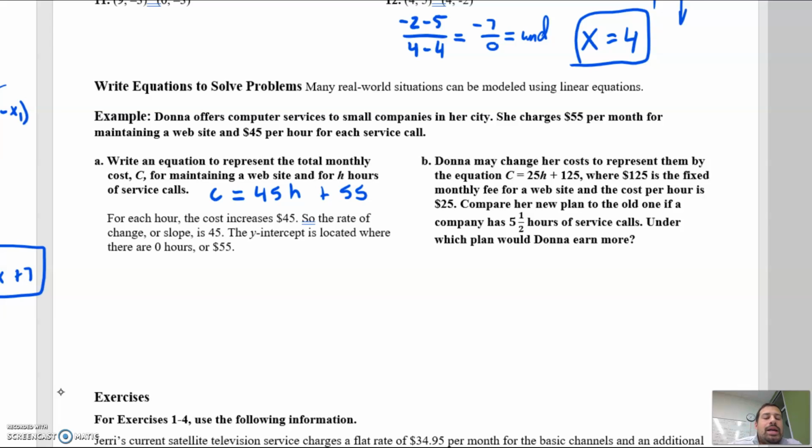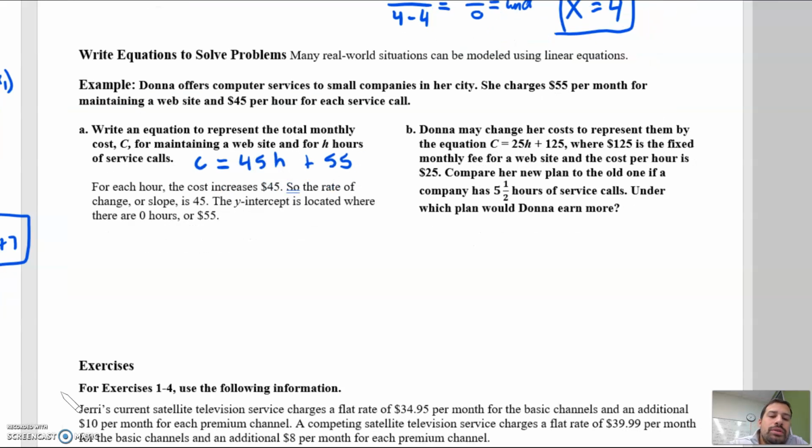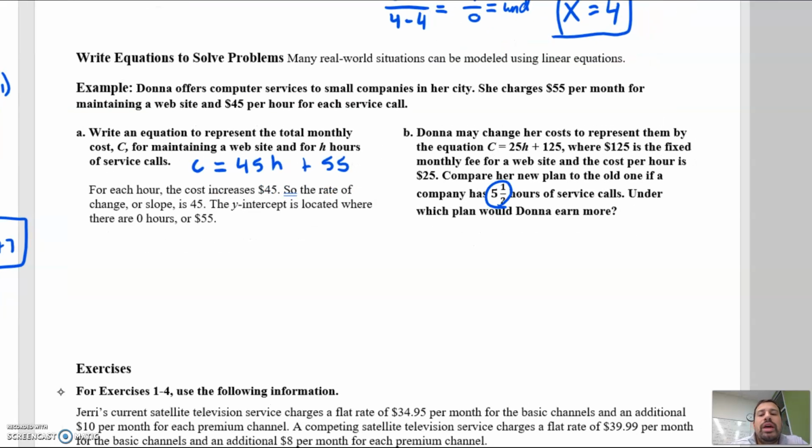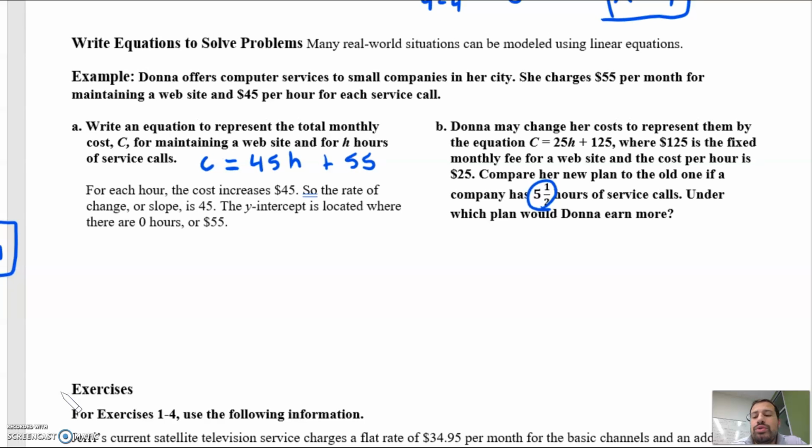So we got the equation there. We've completed that task. Part B says Donna may change her cost to represent them by the equation C equals 25H plus 125. 125 is the fixed monthly fee, and now it's $25 per hour. Compare her new plan to the old one if a company has 5.5 hours of service calls. Under which plan would Donna earn more? Okay, so here's our hours. We're going to plug that in for H and see which one's going to give Donna the most money.